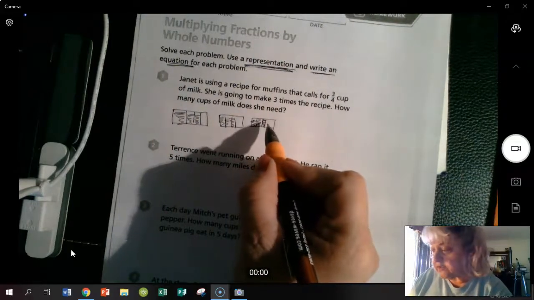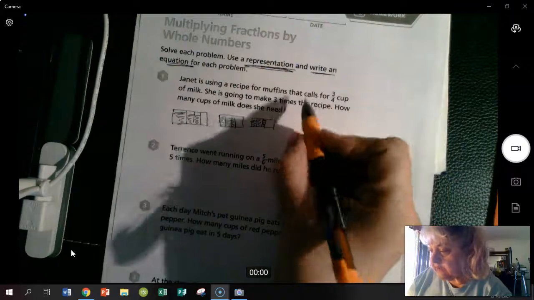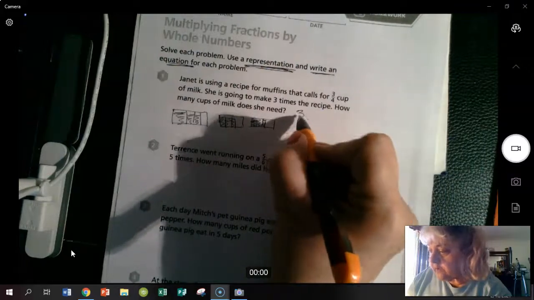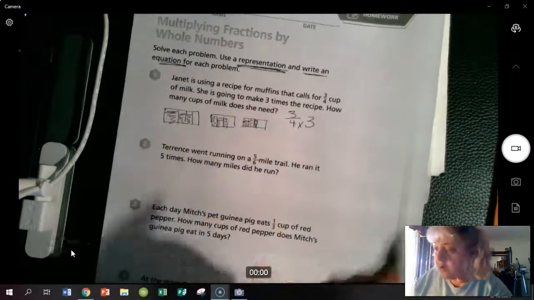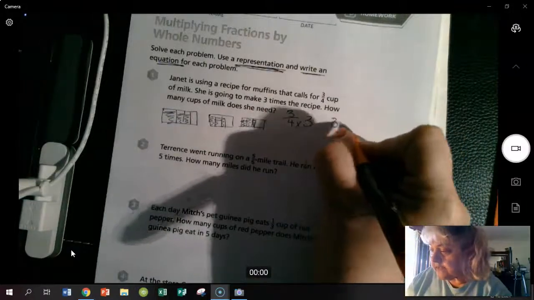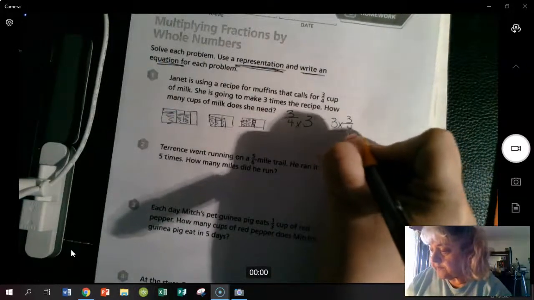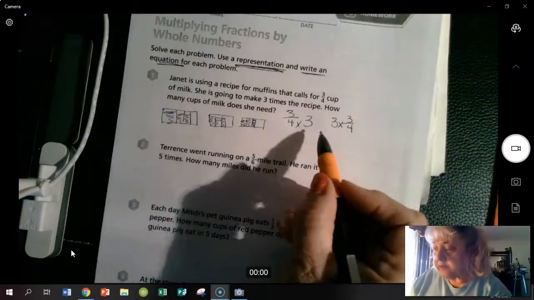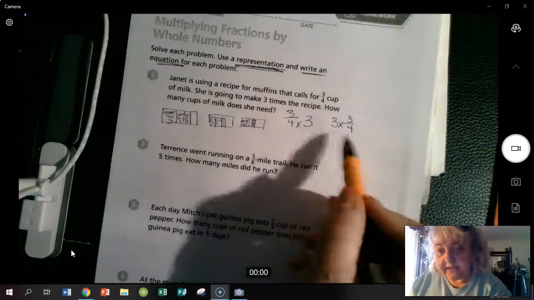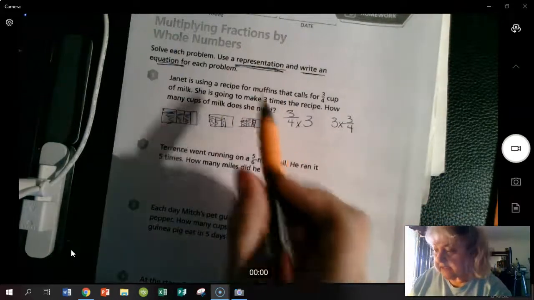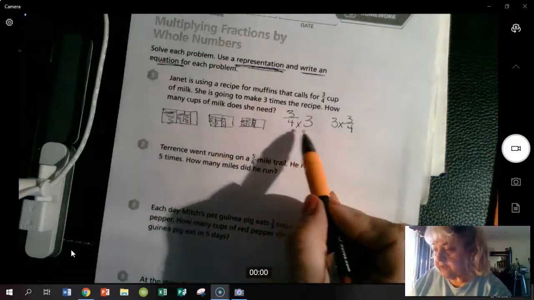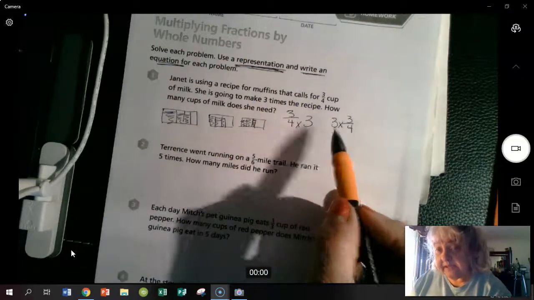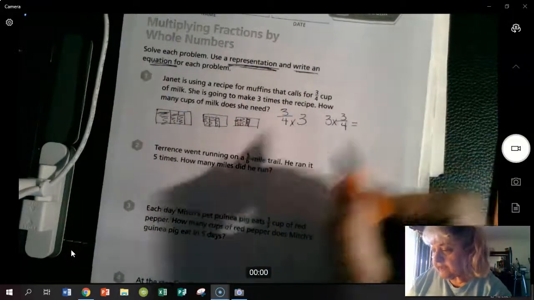The more efficient thing to do is to say that I have 3/4 3 times. Or could I say 3 times 3/4? Yes, because of the commutative property, either one of these is correct. So this would be our representation. Have we done that? Yes. Do we have our equation? Yes.